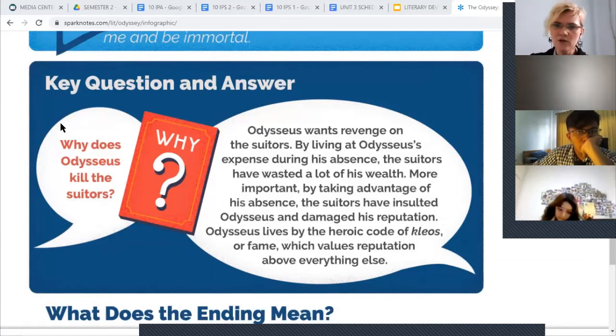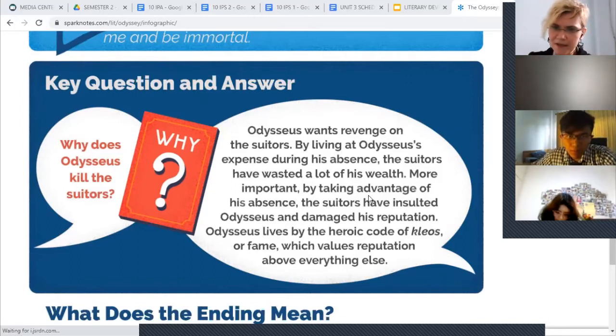Right? So Odysseus wants revenge on the suitors, who have been living at Odysseus' expense. These suitors just started living at his kingdom, eating there, living there, staying there, and he's super angry about that. So the suitors have wasted a lot of his wealth and, more important, taken advantage of his absence. Odysseus wasn't around, so they took advantage of that. And the suitors have insulted Odysseus and damaged his reputation.